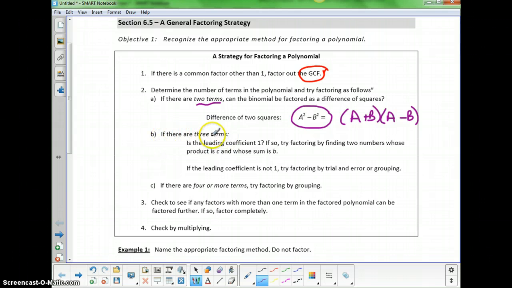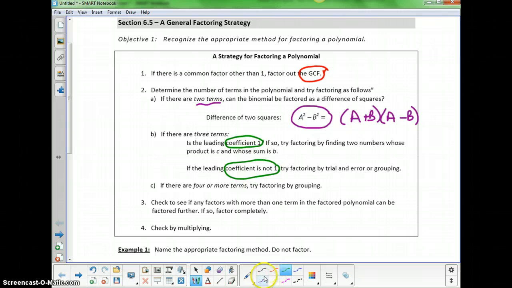If there are three terms, there are going to be two types for us: the type with coefficient 1 and the type with coefficient not 1. If the coefficient is 1, we're going to be looking at the end number c, trying to factor that to find two numbers whose sum is b. If the coefficient is not 1, we can factor by trial and error, looking at a combination of a and c, trying to add to b, or by grouping, multiplying a times c and trying to add to b.